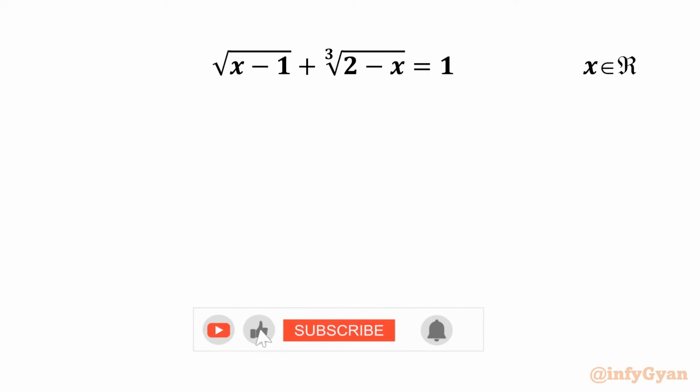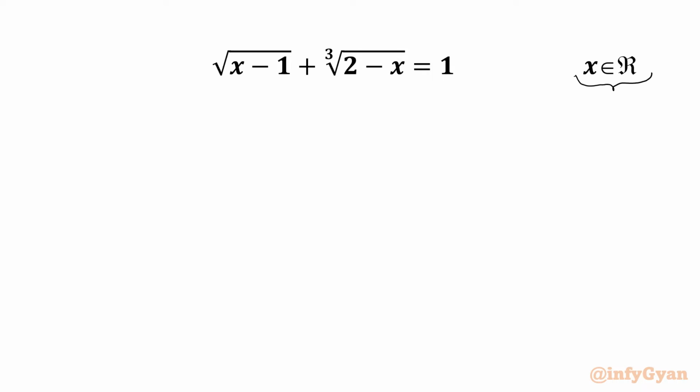In today's video, we are going to crack one very interesting and challenging irrational equation. We have a square root, we have cube root. The equation is square root of x minus 1 plus cube root of 2 minus x equal to 1, and we'll be solving for real x. So let's get started by writing the domain of the equation first.